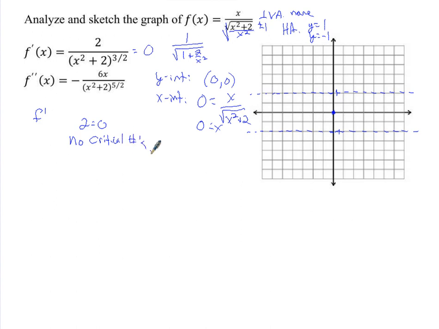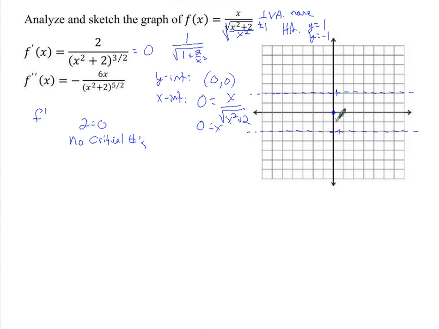What does that mean? What are critical numbers telling us? Well, it does cross the x-axis. What do critical numbers tell us? It gives you extrema, right? So when we have extrema, the graph is what? Changes direction. The slope is 0.